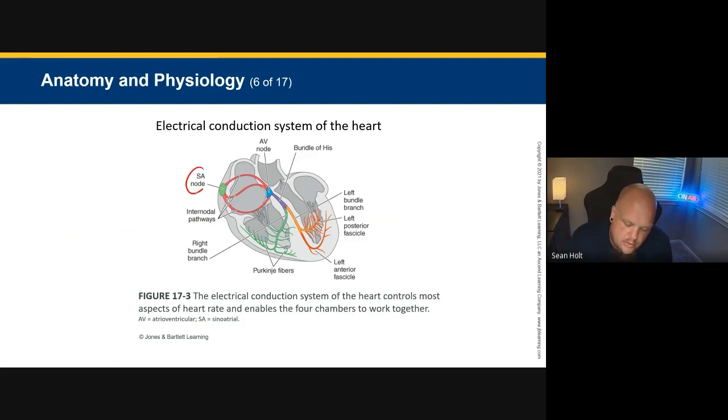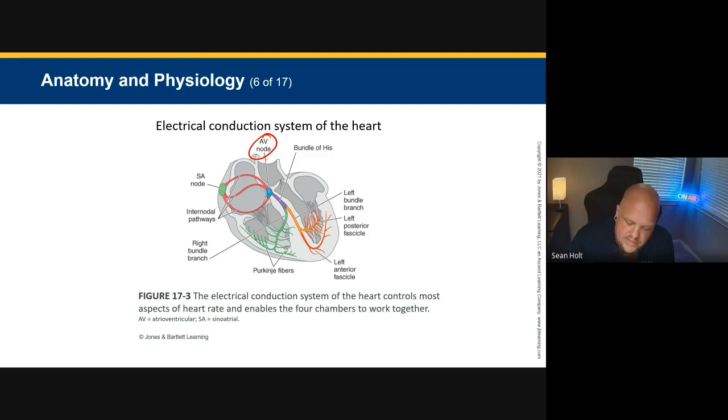So SA node, sinoatrial node, starts right here. It's in the right atrium, okay? This is the right atrium over here, okay? All of this area. But it also has to travel through the left atrium too. So there's also electricity passing and then recollecting at this AV node. Okay, the AV node right here sits right between the atria and the ventricles.